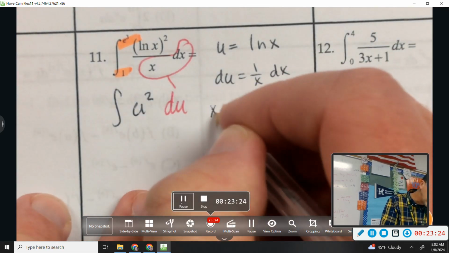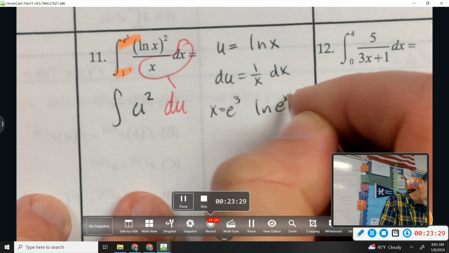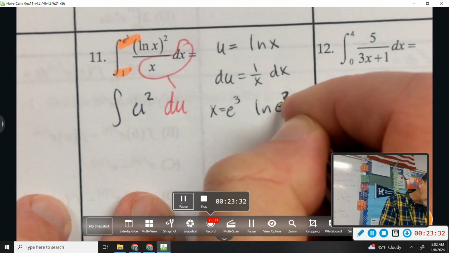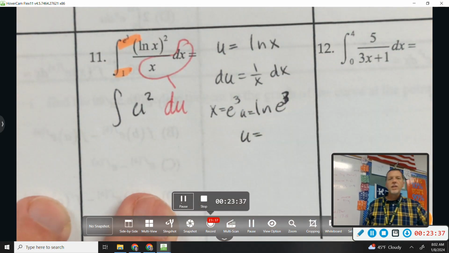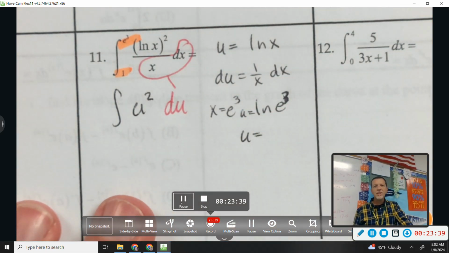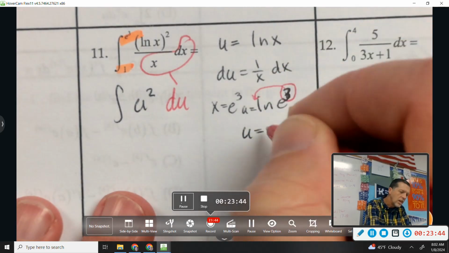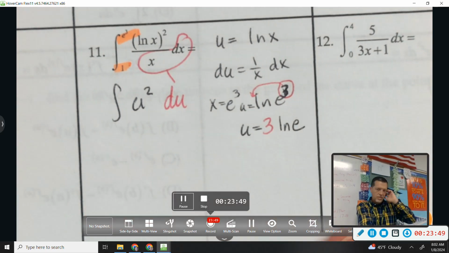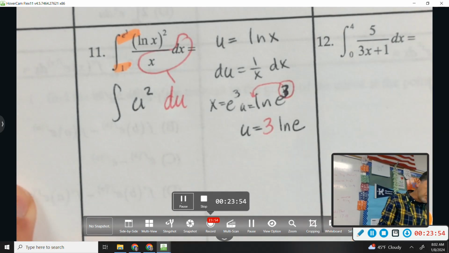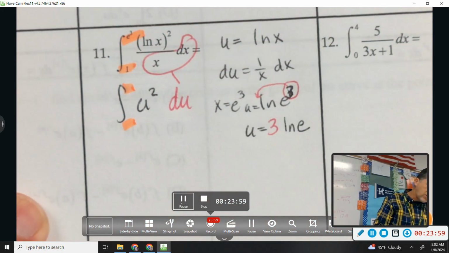If x equals e cubed, the natural log of e cubed, you know what the natural log of e cubed is? Speaking of properties of logs, bring the 3 down front. What's the natural log of e? 1. So my upper limit after all that work is just 3.